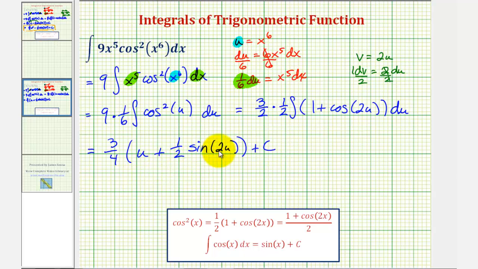So writing this in terms of x, we would have 3/4 times u, which is x to the 6th, plus, here we have 3/4 times 1/2, that would be 3/8, sine 2u, which is 2x to the 6th. This would be our antiderivative.